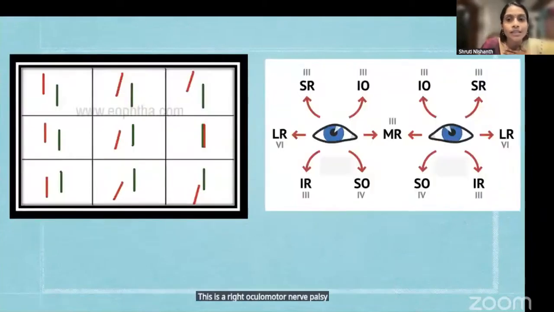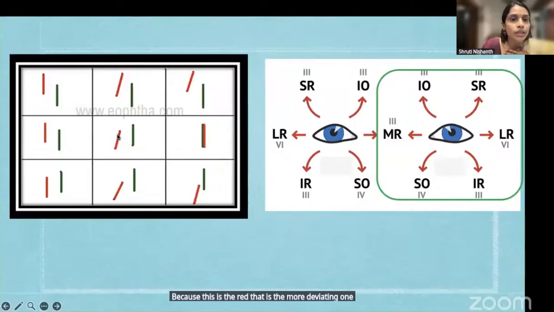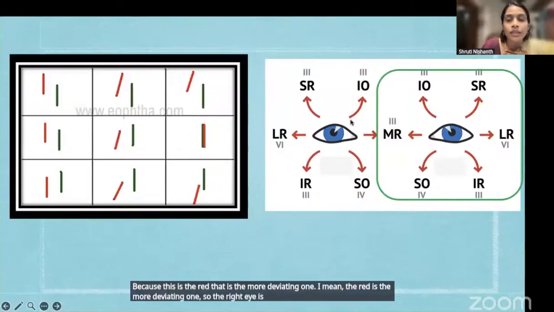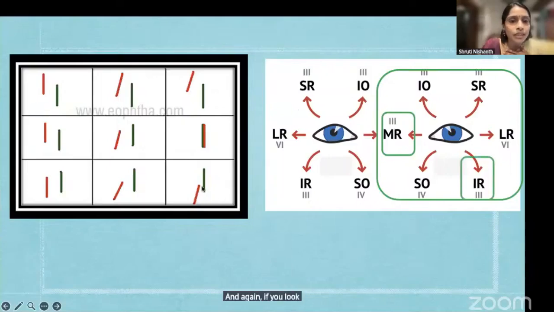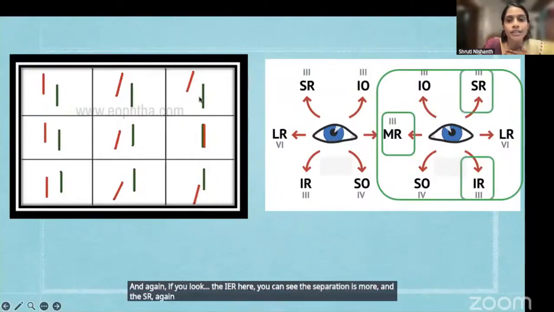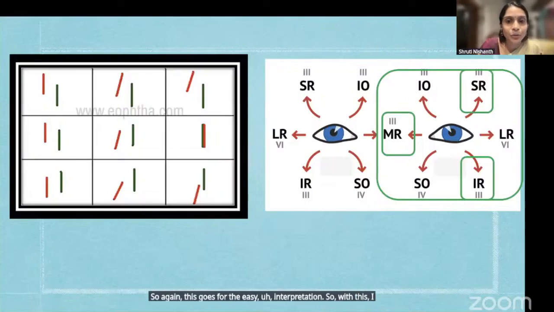Again, it's easy to understand here because the red is the more deviating one. So the right eye is at fault, and whichever it is, you can see the separation is more here and least here. So again, it gives you the MR. And again, if you look at the IR here, you can see the separation is more, and the SR, again, the separation is the highest. So again, this goes for the easy interpretation. So with this, I think we can open it for more questions.